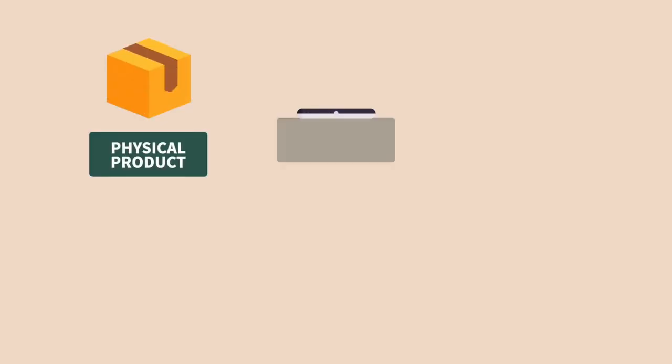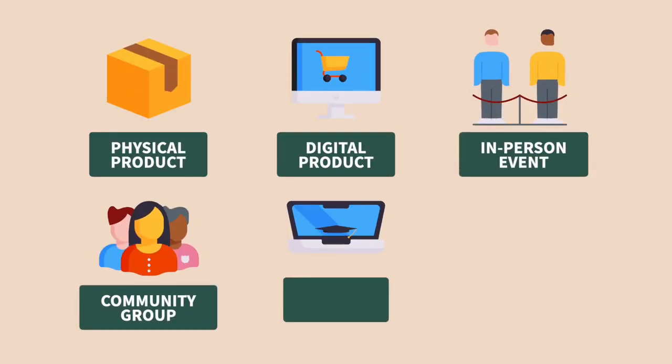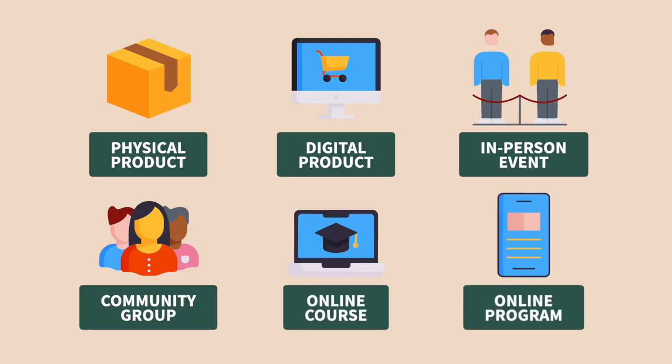So there are lots of different routes you can go with this, but the key here to understanding the basics is first to understand that you can use these digital forms of marketing to promote any type of product or offer, whether it be digital or physical. So you could use digital marketing to promote a physical product, a digital product, an in-person event, a community group, an online course or program. The sky really is the limit.